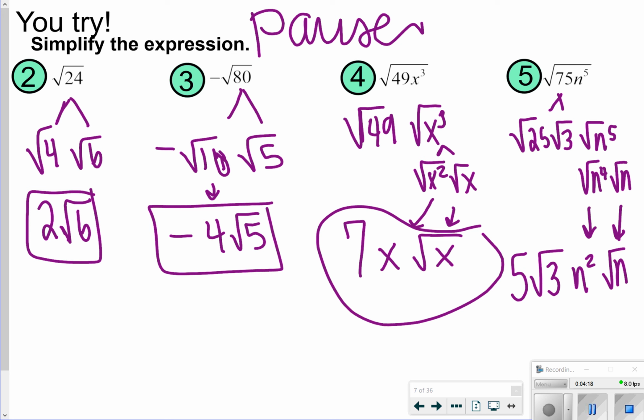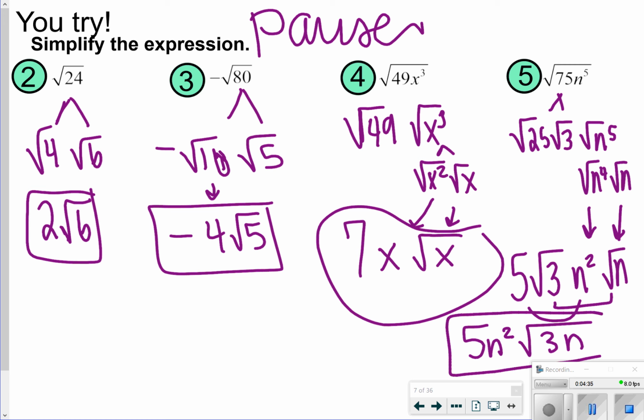So you could keep it like this, but we want to organize as best we can, meaning my radicals will go together like terms, and my non-radicals will go together. So I'm going to bring the 5n squared together, and then bring the square root of 3n together. So this should be what my final answer looks like.